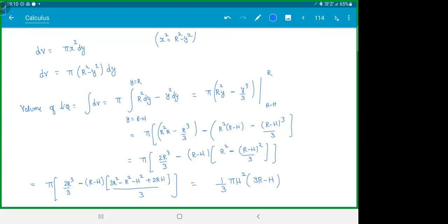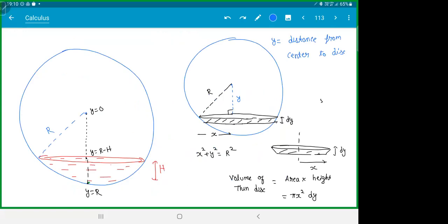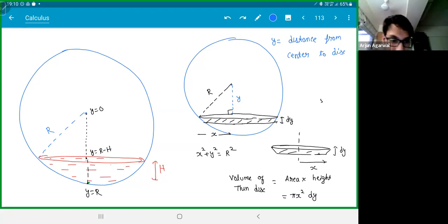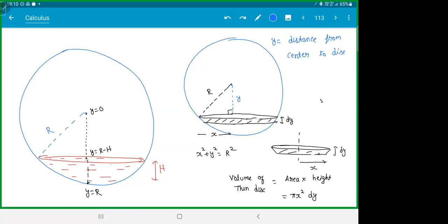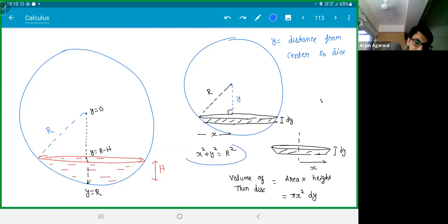Actually, I should have taken limits in another way. That would have made our life easy. You know how? Instead of taking y from the top, I should have taken y from the bottom. But even then it would goof up. You know what will happen? This will be r minus y, then it will be r square minus r minus y all square. Your life will still be bad. This equation will get messed up.